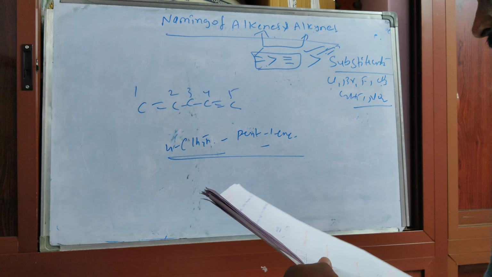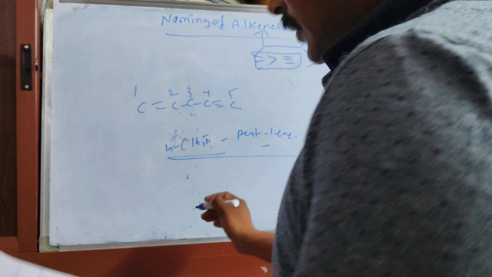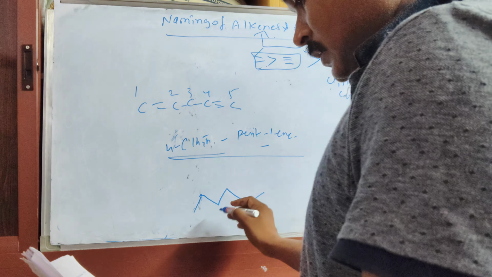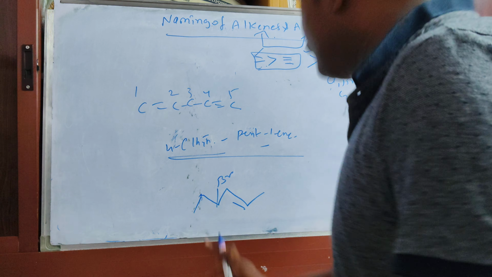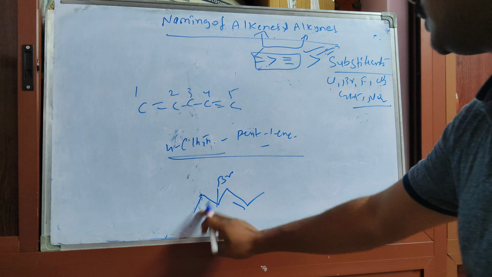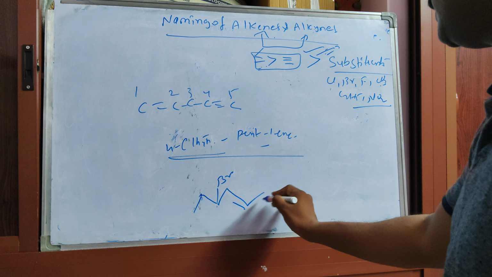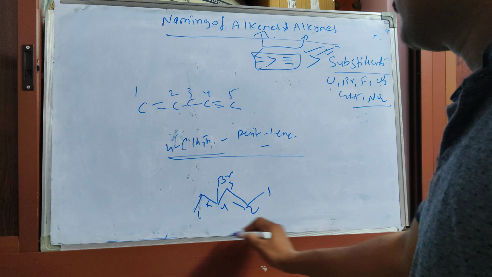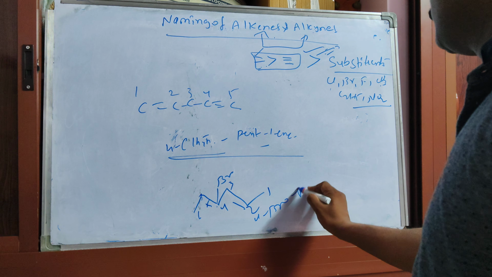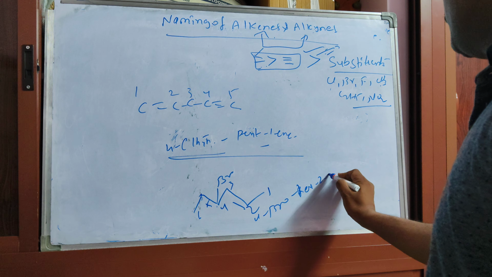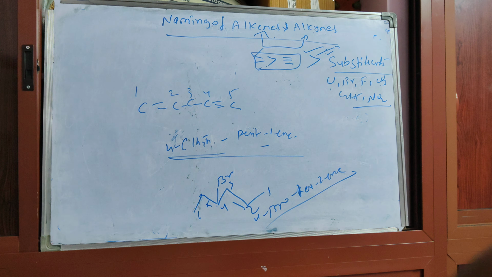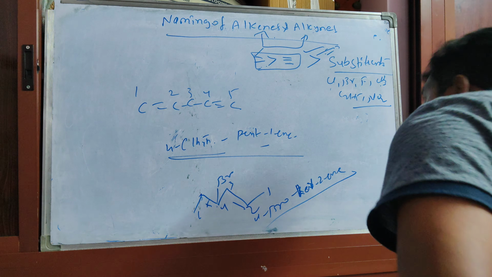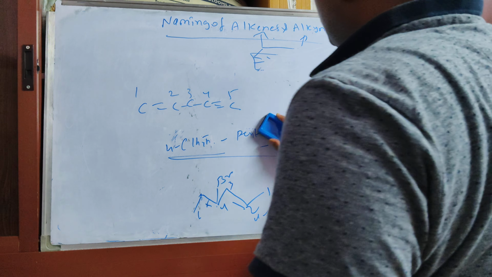If in case of substituent, if you get the substituent and the double bond, for example, if you get the bromine, which gets the priority? 1, 2, 3, 4, 5, 6. But alkene gets the more priority compared to this. 1, 2, 3, 4, 5, 6. 4 bromo hex 2-yne. This is the 4 bromo hex 2-yne. This is the IUPAC nomenclature of the alkenes and alkynes.